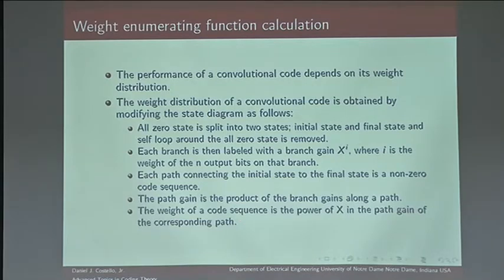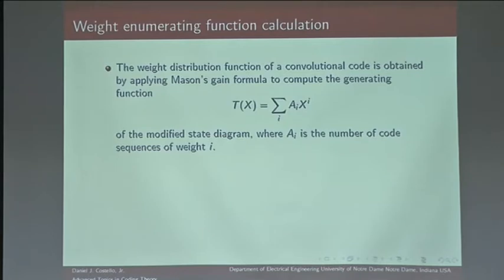And the weight of a code sequence when you're finished doing this is the power of x and the path gain. When you multiply all these branch gains together, you get the path gain, and the power of x is going to be the weight of that path. Now there's a formula in system theory called Mason's gain formula, which can be used to compute the transfer function. In general, it's called a transfer function in system theory. In coding, we tend to call it more the generating function or the weight enumerator function.